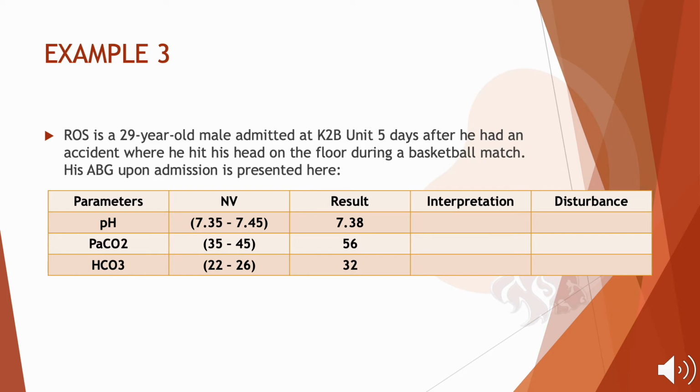Now, what is happening in this case? So, assessing the presence of acidosis and alkalosis, we can see that the pH is within normal range. However, the partial pressure of carbon dioxide and the bicarbonate are both out of their normal ranges. So, what is happening in this case?